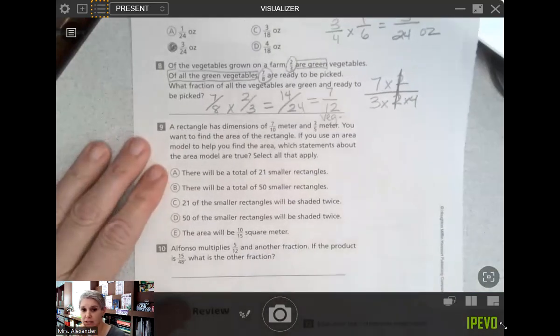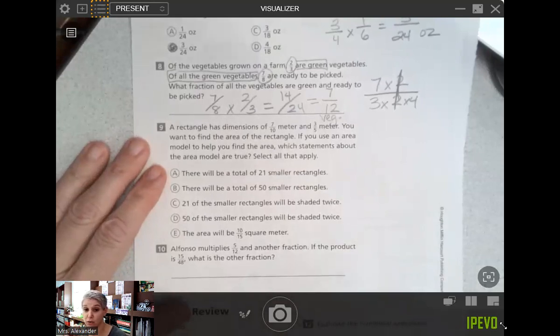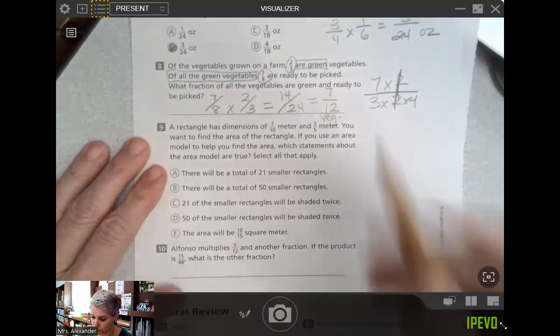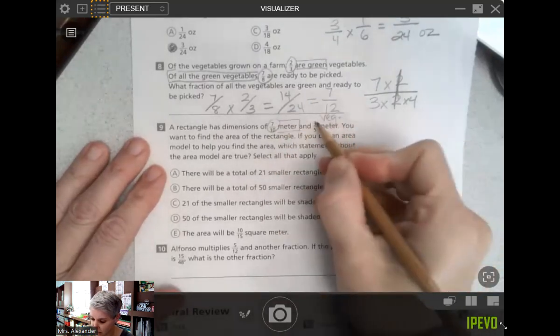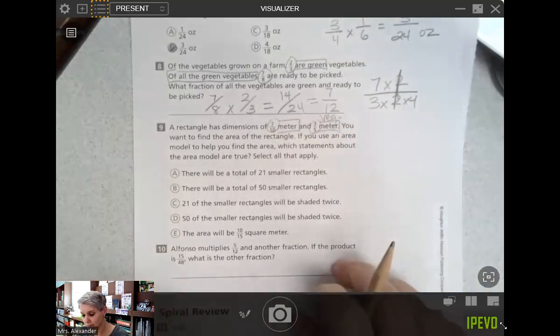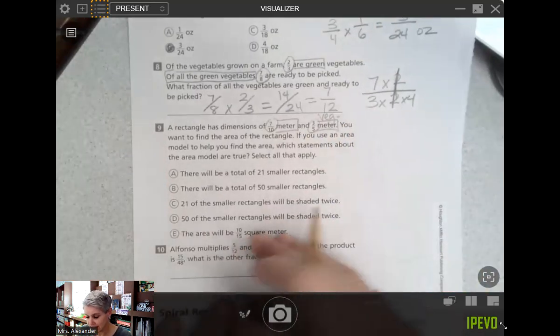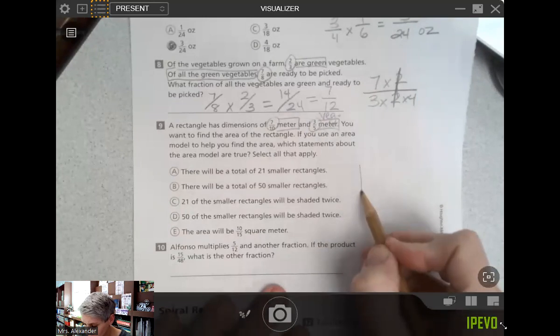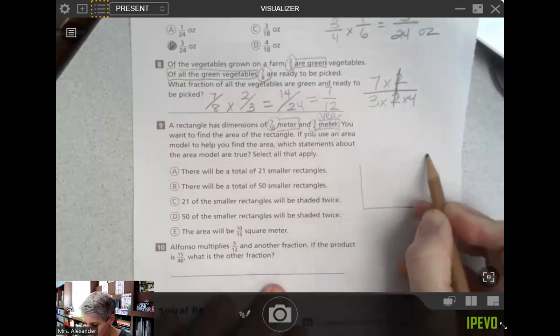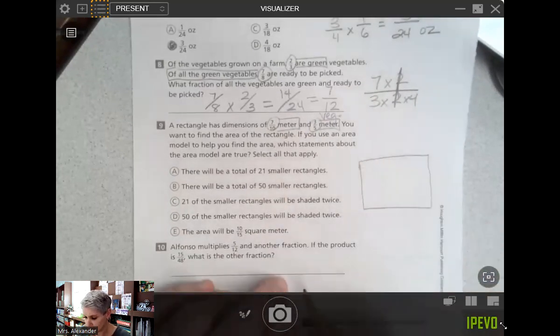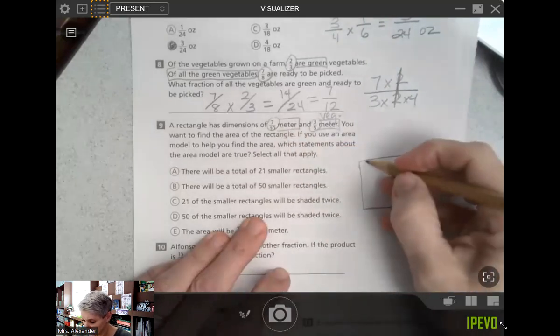A rectangle has dimensions of 7/10 of a meter and 3/5 of a meter. You want to find the area of the rectangle. If you use an area model to help you find the area, which statements about the area model are true? So 7/10 of a meter, 3/5 of a meter. Well, in order to answer this, I'm going to actually draw out my model so that I can compare it to the choices. I have 7/10.